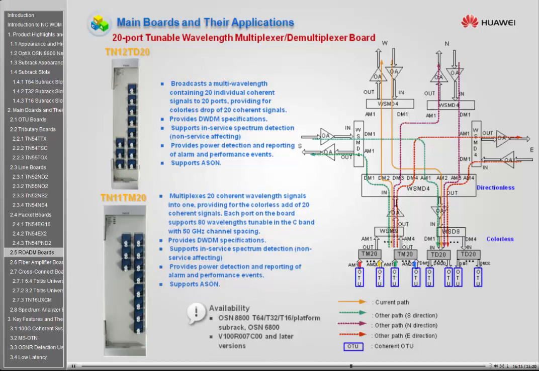The TN11TM20 and TN12TD20 boards are designed for coherent transmission. They are used in a colorless and directionless ROADM solution with simplified architecture to provide colorless add and drop of 20 wavelengths. The use of the two boards helps significantly simplify ASON node configurations at the optical layer and saves a lot of slot resources.